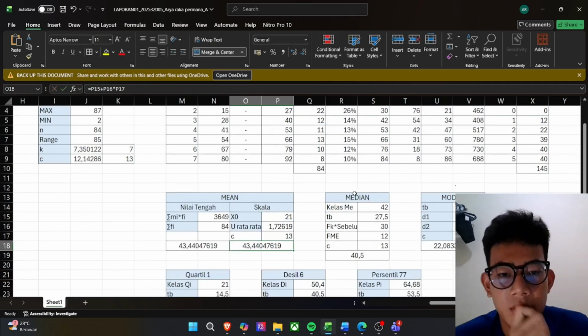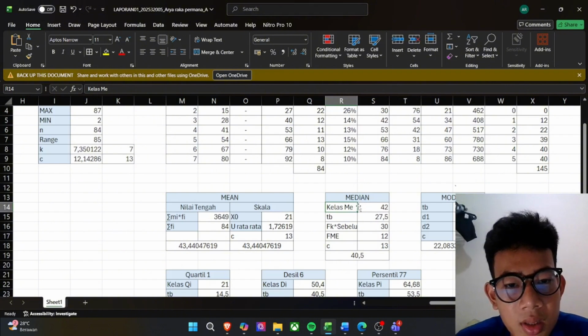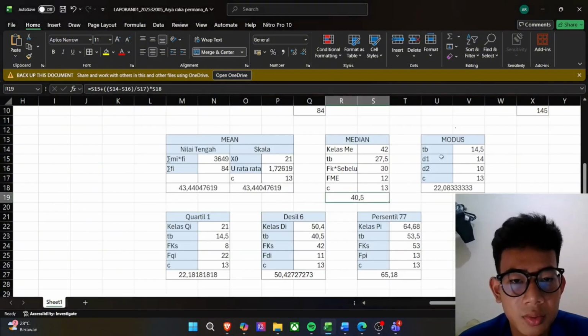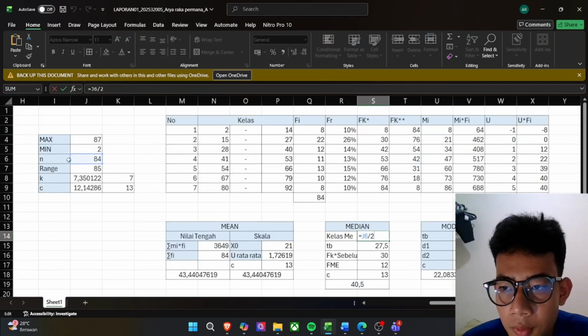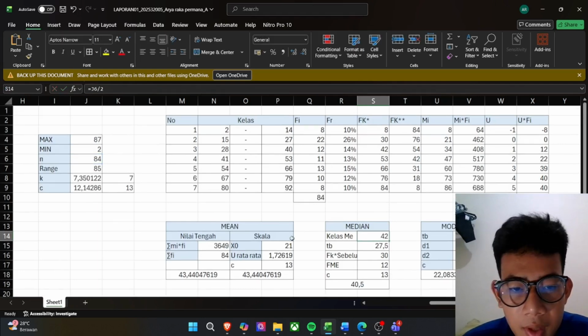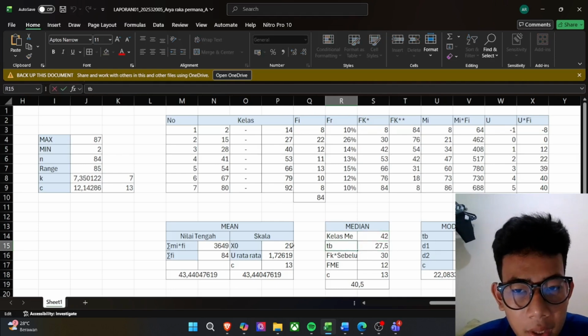The second table we make is the class median, or the median is the middle value. The class of the median is 42. So from the amount of data divided by 2, and this is the lower class in here. We just want the real lower class.